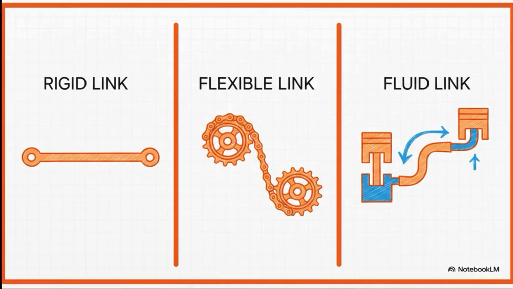Like a solid metal connecting rod in an engine. But you can also have flexible links. Think about a bike chain or a fan belt. They're designed to be flexible. And you can even have a fluid link, where the link is actually a liquid, like the brake fluid in your car that transmits the force from the pedal to the wheels.